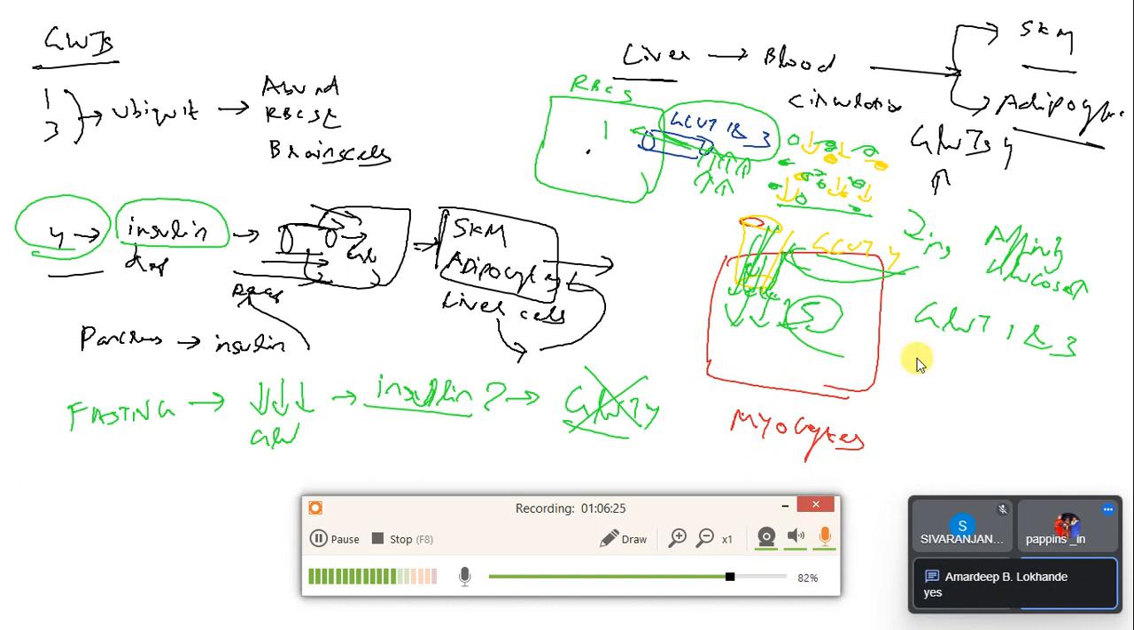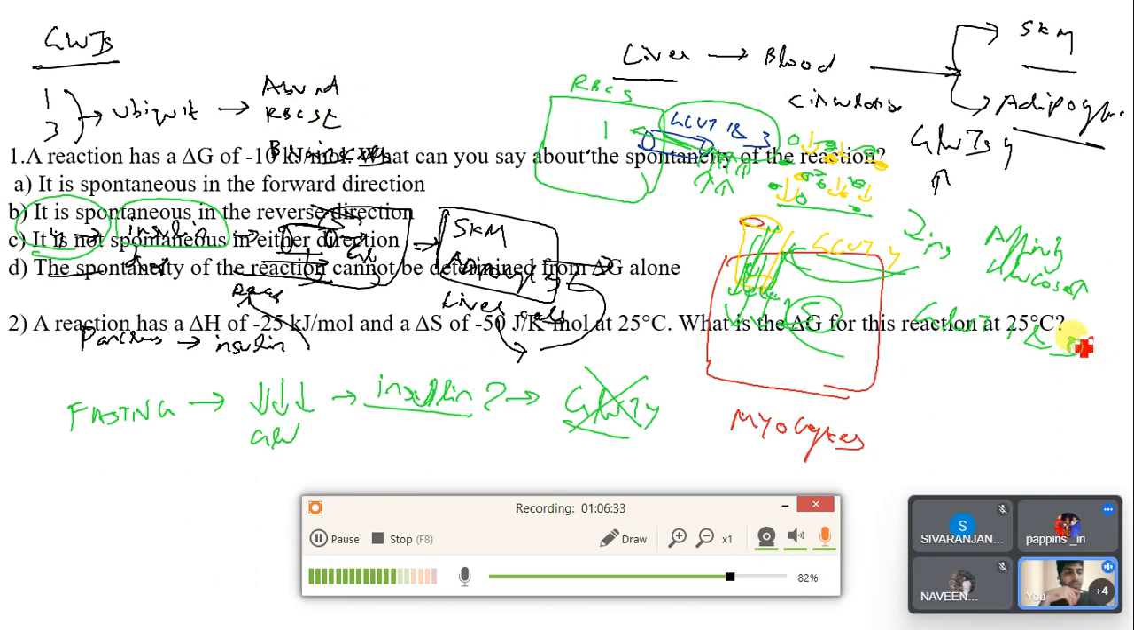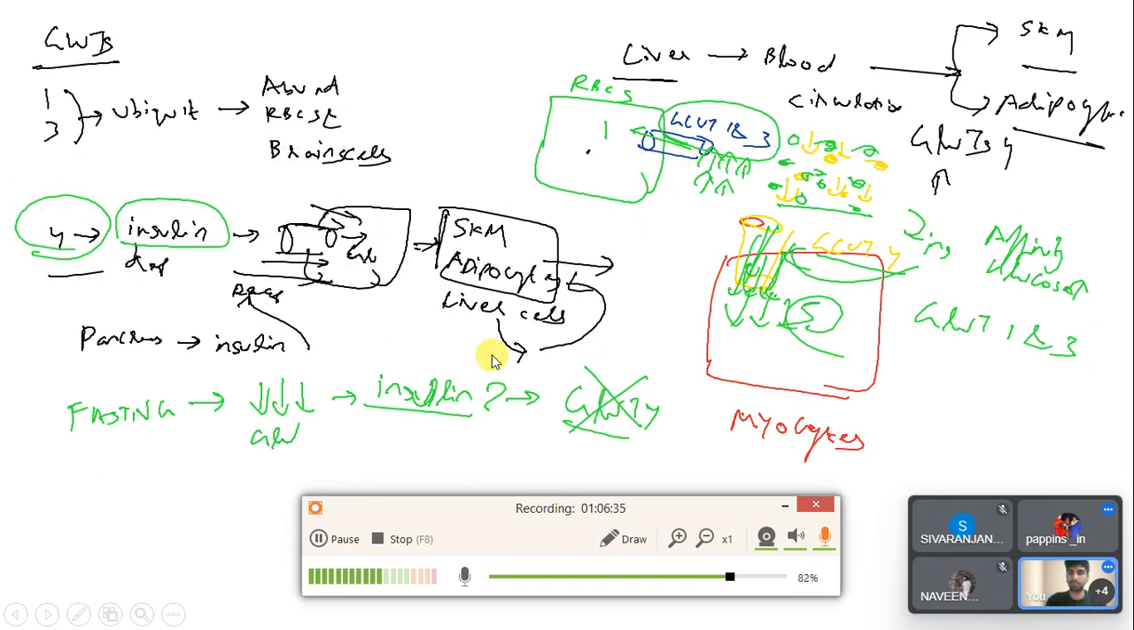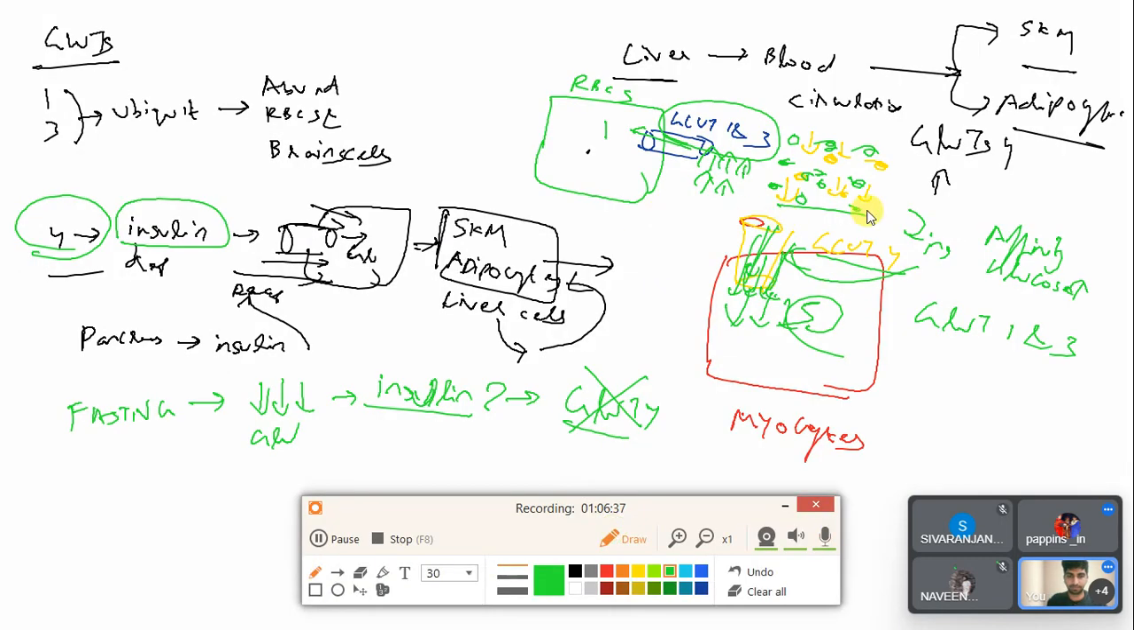Okay, so we were talking about GLUT, the affinity part. The affinity of glucose is higher for GLUT1 and 3 compared to GLUT4. GLUT4 can take a lot of glucose in when it is activated by insulin, but the affinity of glucose is higher for 1 and 3. Now what does that mean?